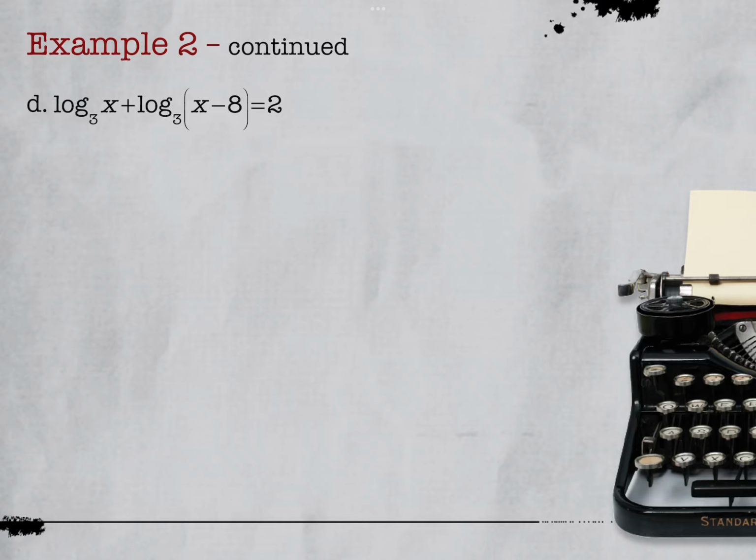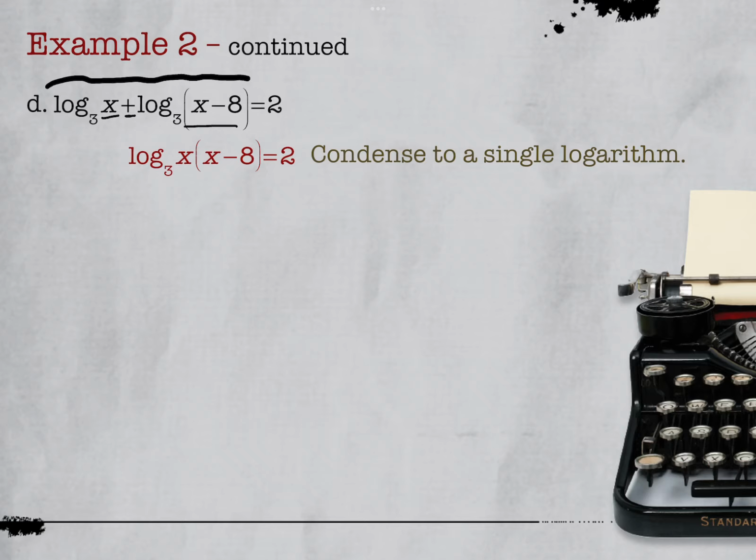Here, notice on all the ones before this, the log part was only written one time. Here it's written twice. So the first thing we have to do is condense this side into one log using our rules, our properties that we learned in section 4.4. So remember, when I'm adding right here, that means I multiply what's inside. So I would have log base 3, and all of this is multiplied together. This x times our x minus 8 equals 2.